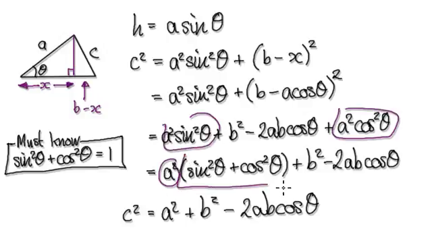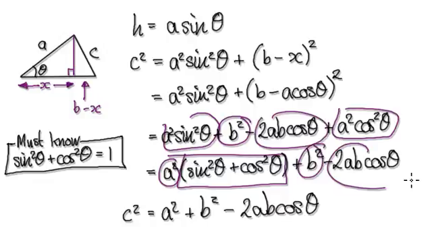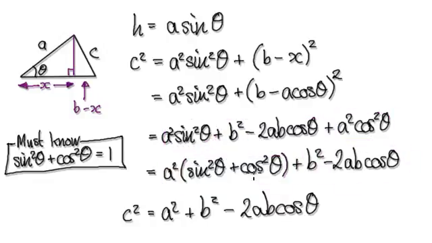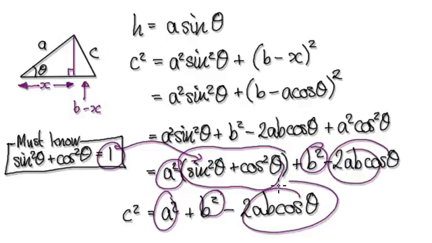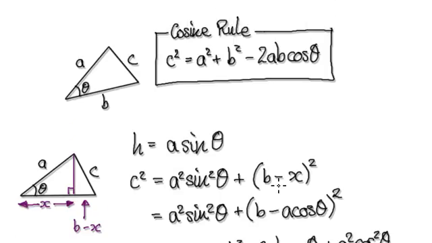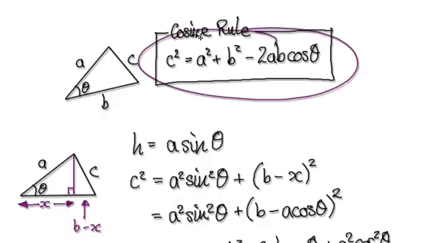That would be a squared, and that will then give you this. You've got your b squared, and then minus this thing here. Now this thing here is 1. So it would be a squared, plus your b squared, minus whatever here. That's what we had right from the start. So this is your cosine rule.